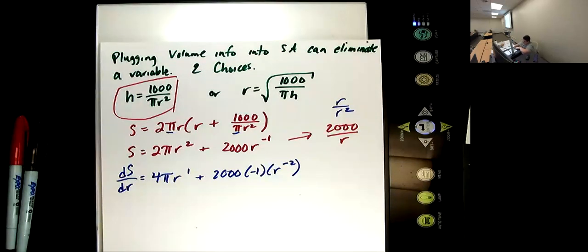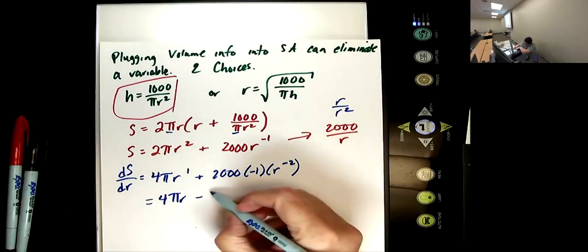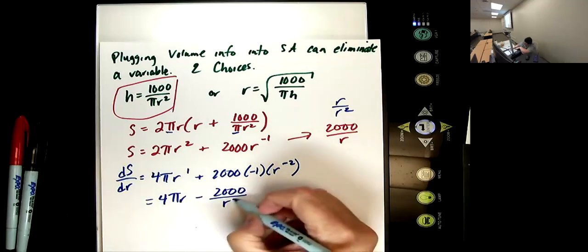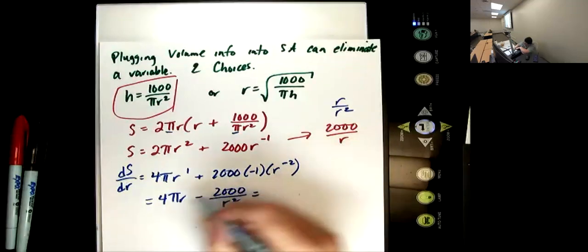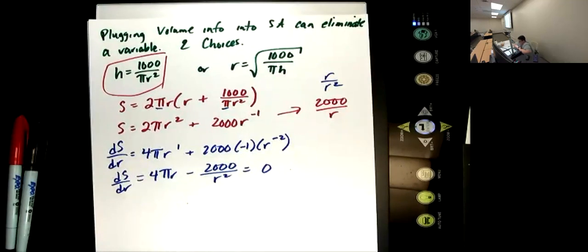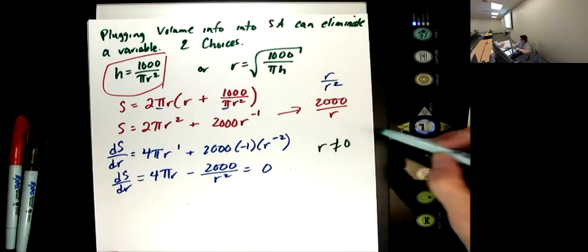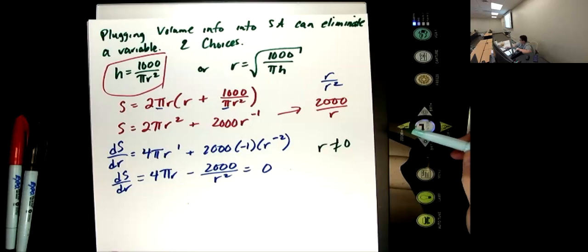So what does that look like? We've got 4 pi r minus 2,000 over r squared equals. If we want to minimize it, we got to set it equal to 0. We know right away r cannot equal 0, which makes sense. A cylinder of radius 0 is what, a line? It doesn't have any width.